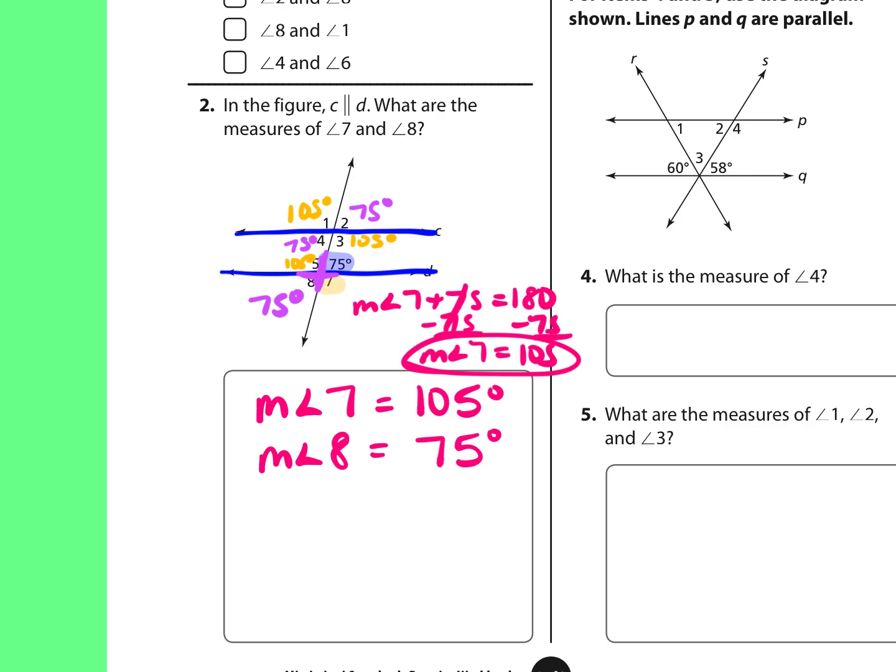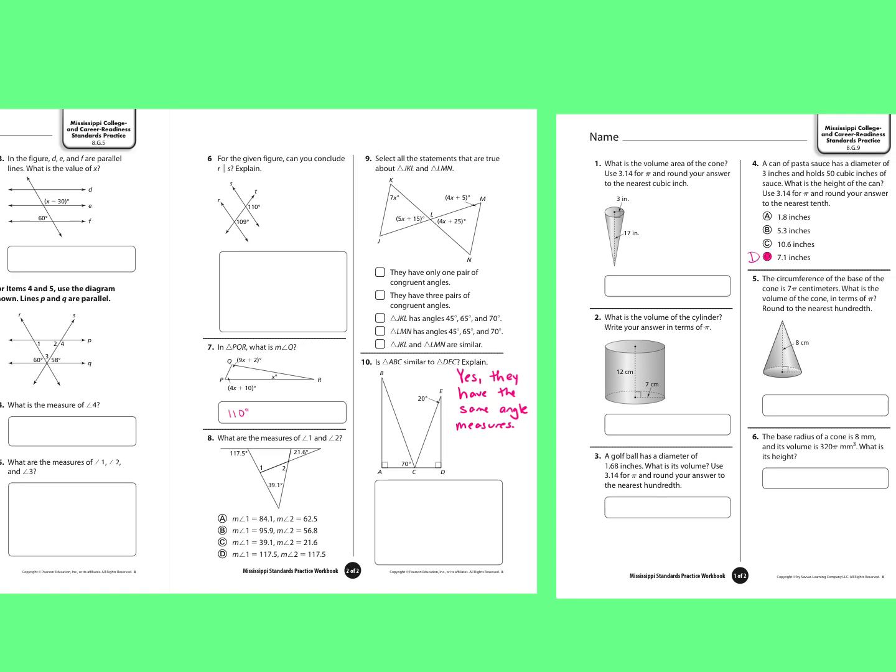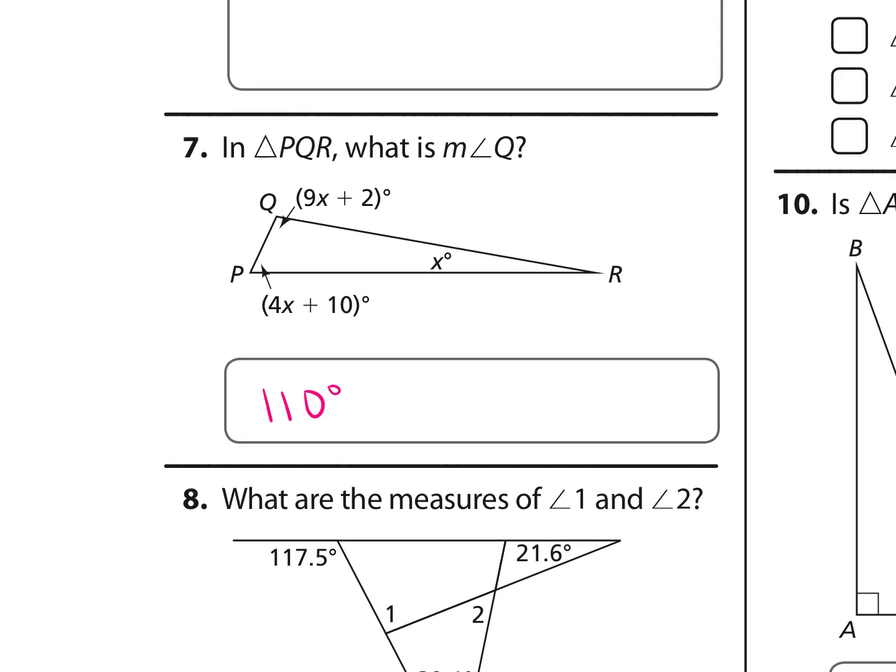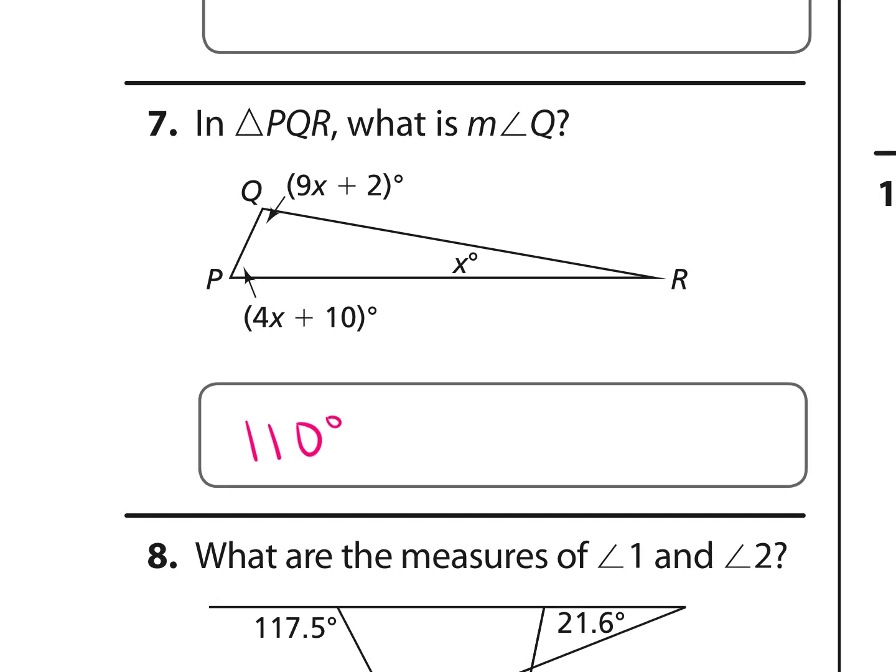Next, number 7. We want to know the measure of angle Q. Well, this is one that's going to require us to solve for x by setting up an equation using some relationship we know, and then we'll go back and get the angle measure. I would notice that these three angles are inside a triangle, so they add up to 180.